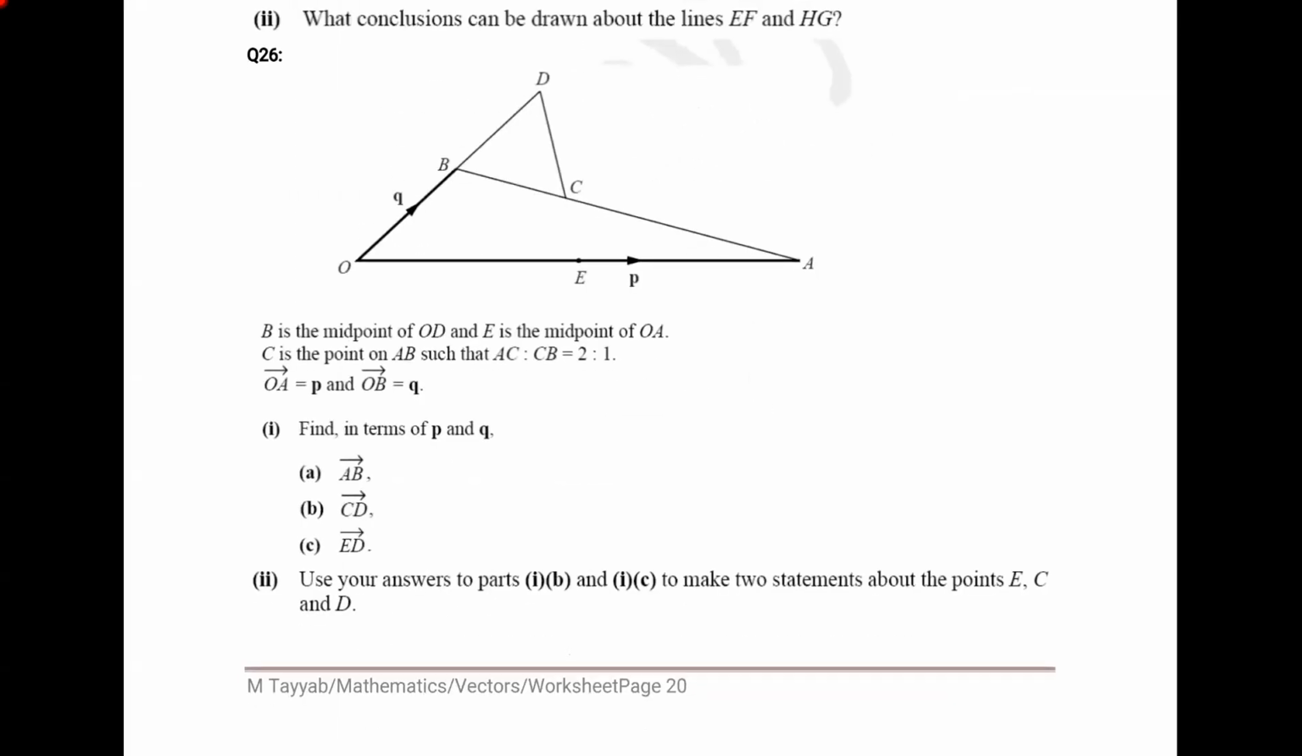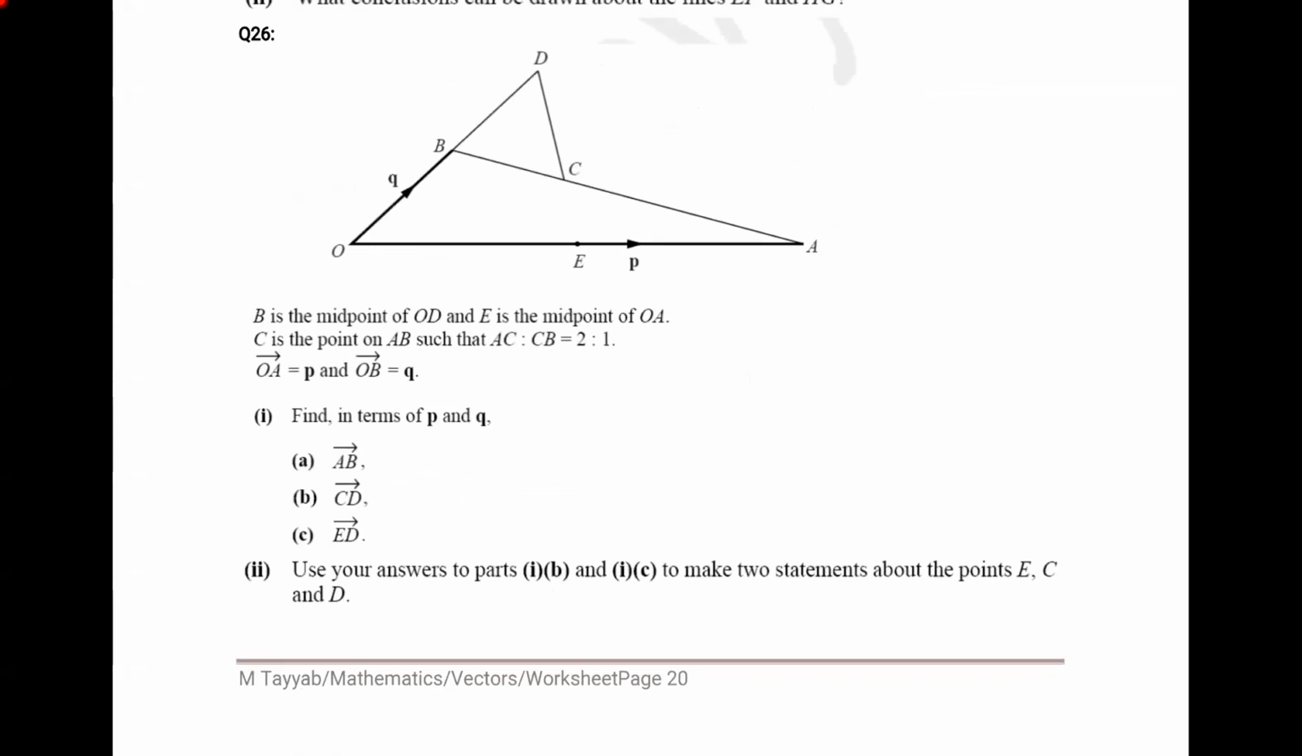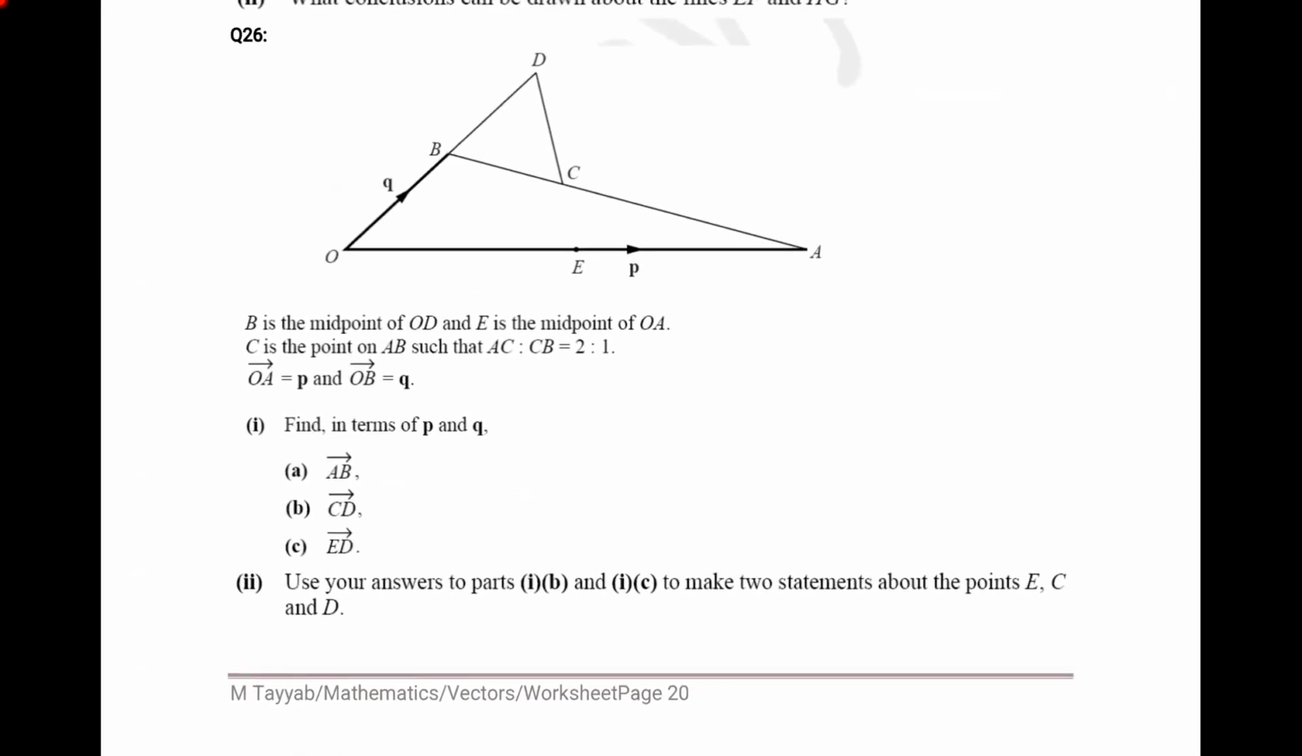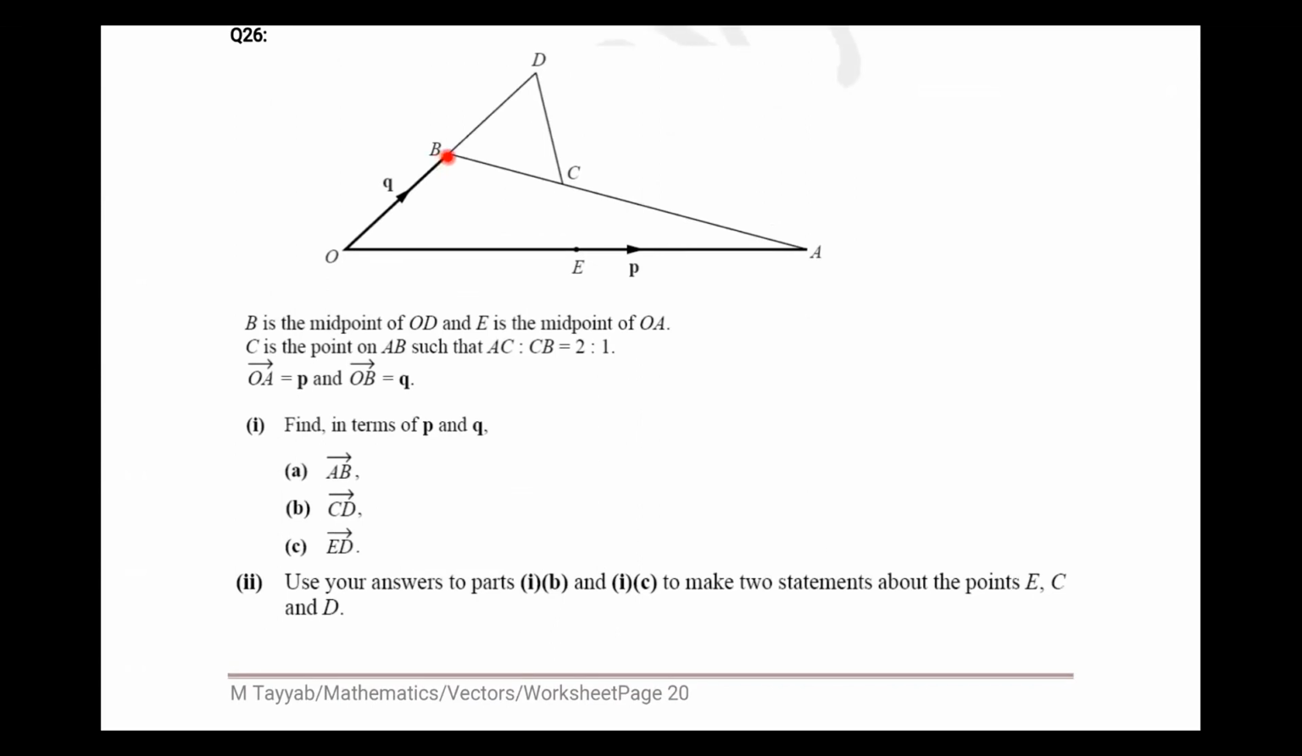Yeah, that is a tricky question. I am going to attempt this whole question 26. So please see here. It says B is the midpoint of OD. Further it says E is the midpoint of OA. C is the point on AB such that AC ratio CB is 2:1.